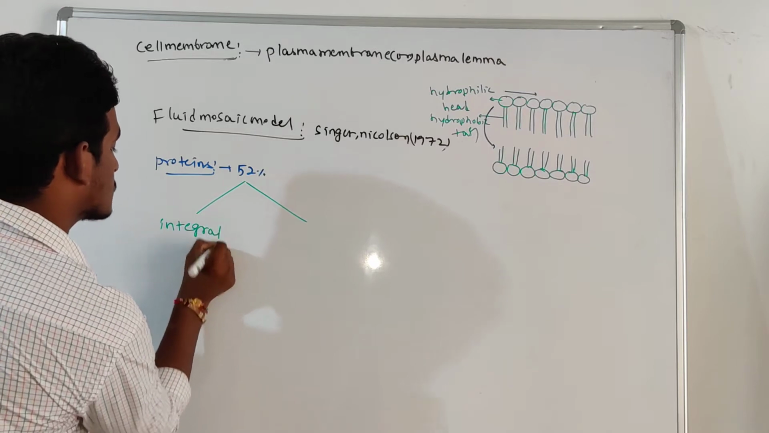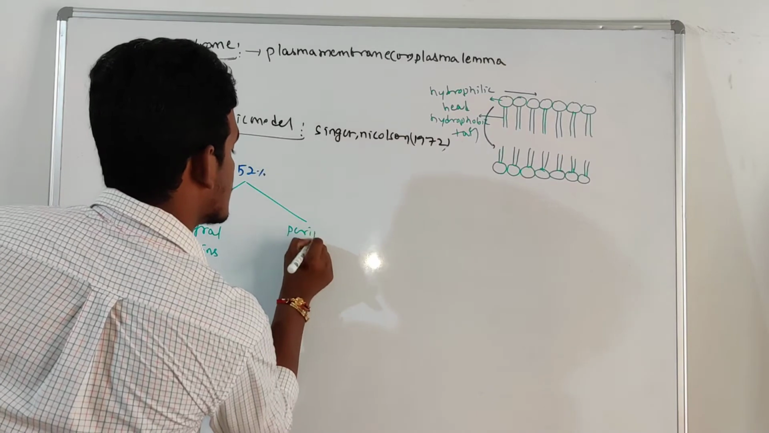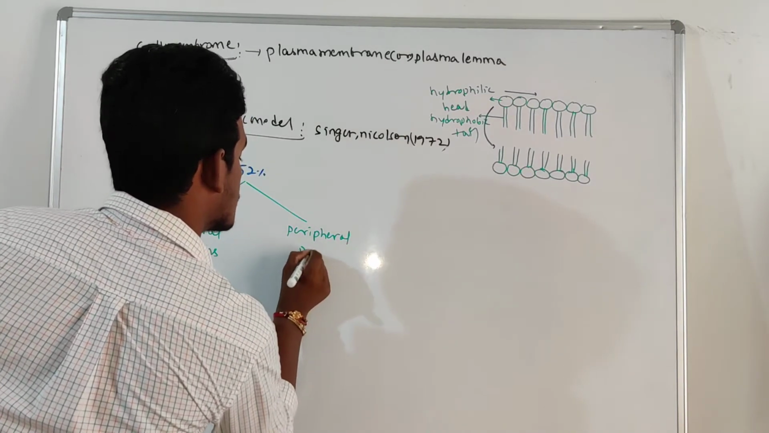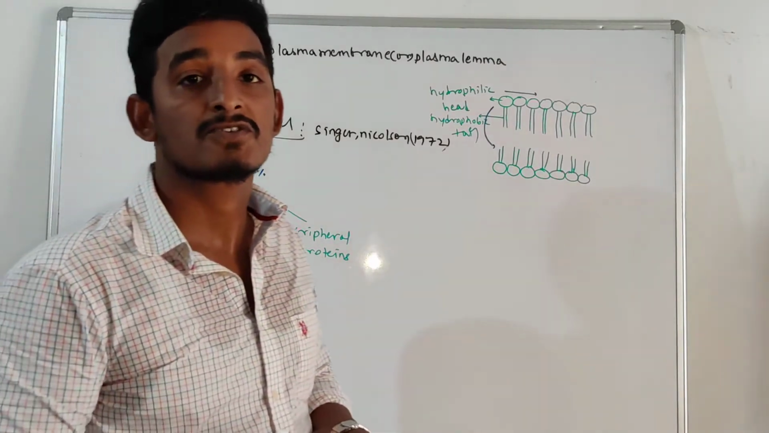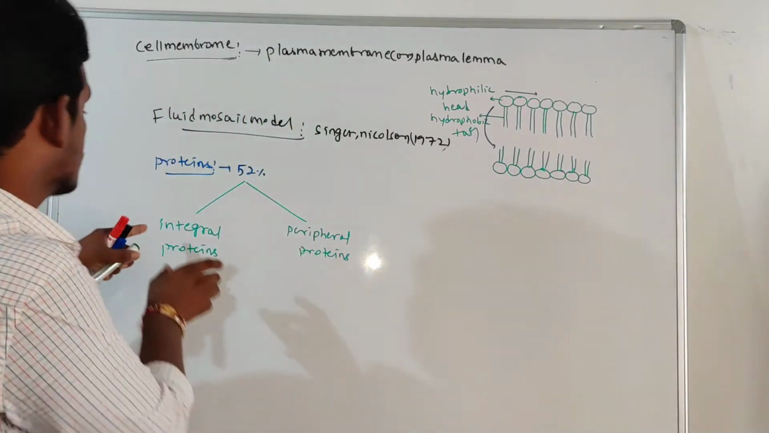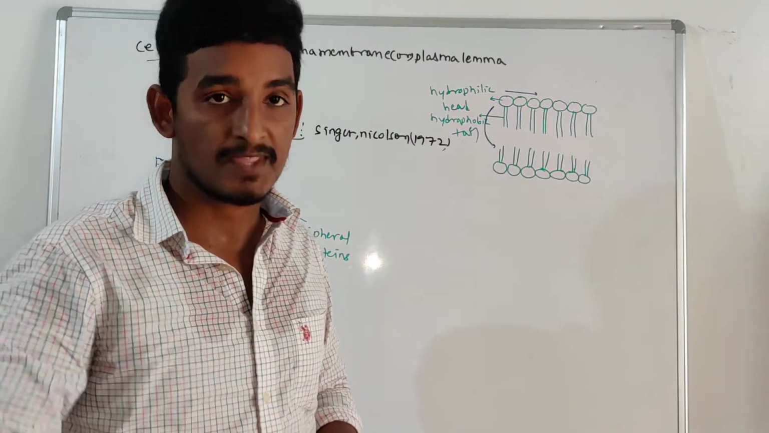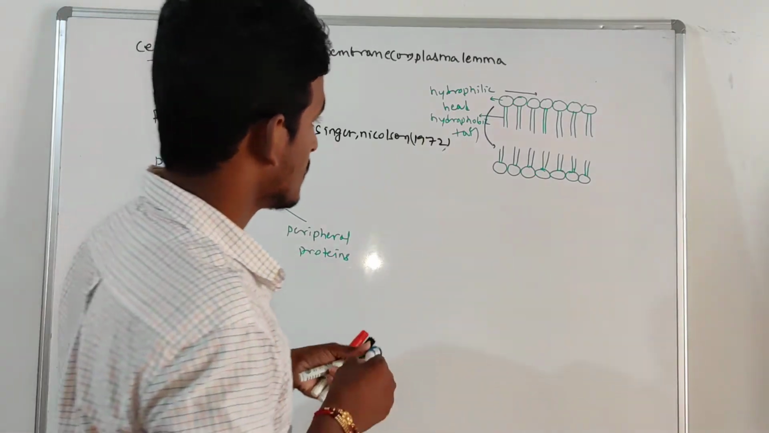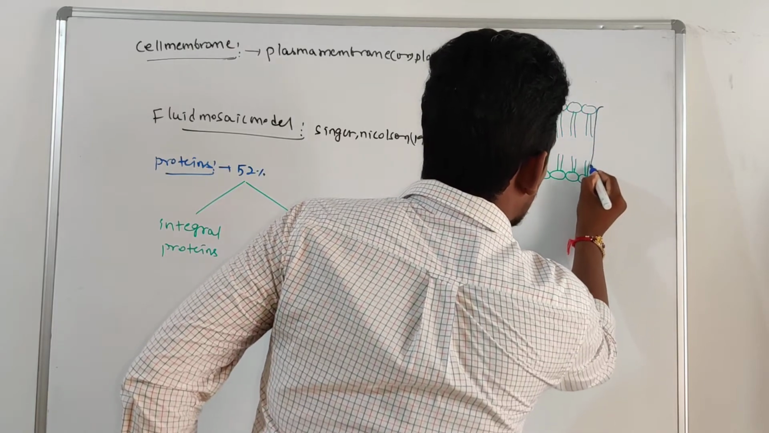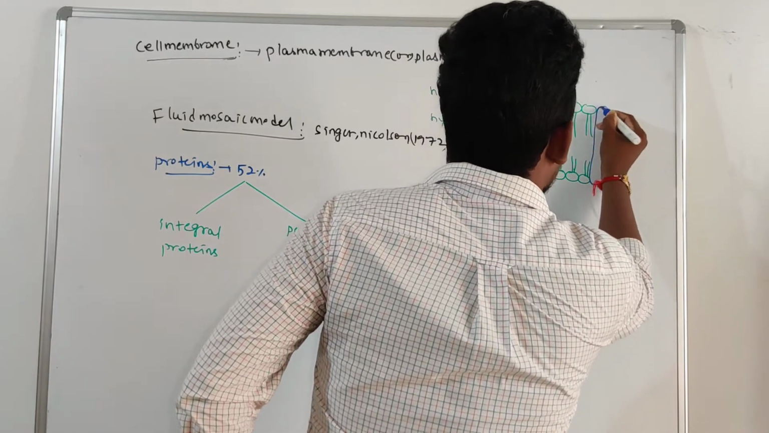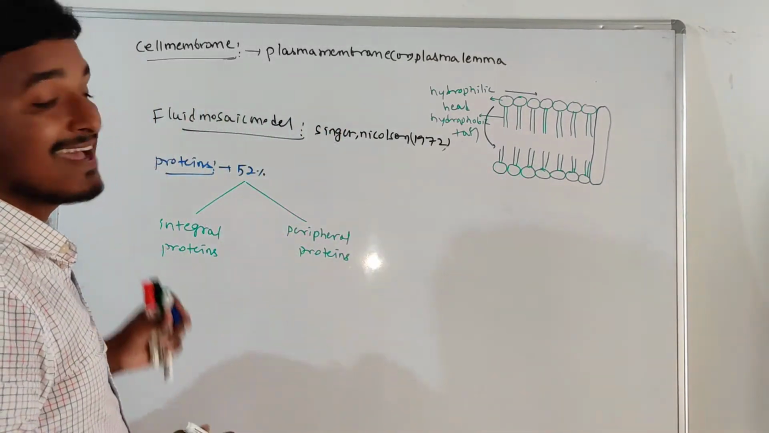Those are integral proteins and those are peripheral proteins. So what about integral proteins? Integral proteins means these proteins are partially or completely buried in the plasma membrane. See, these are the proteins. These proteins are completely buried in this plasma membrane. This type of protein we call integral proteins.